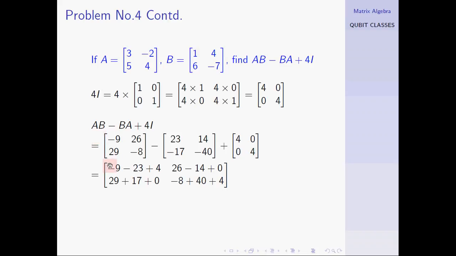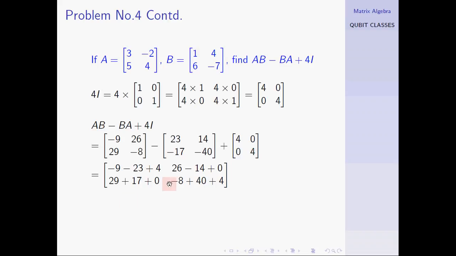Now matrix addition and subtraction are performed element wise. So the first element of this expression will be minus 9 minus 23 plus 4. The second element will be 26 minus 14 plus 0. The third element will be 29 minus 17 plus 0. And the fourth element will be minus 8 minus 40 plus 4.